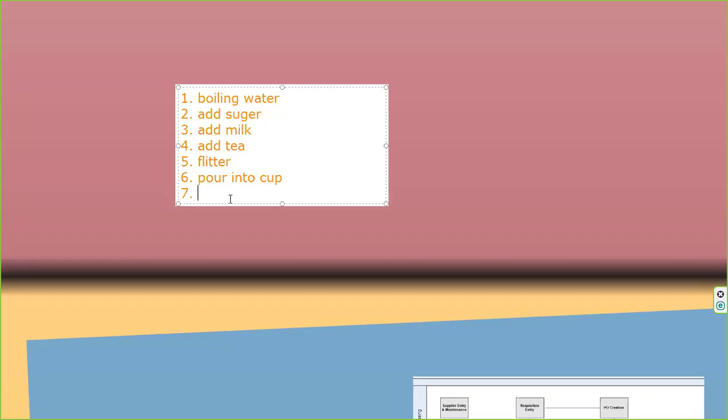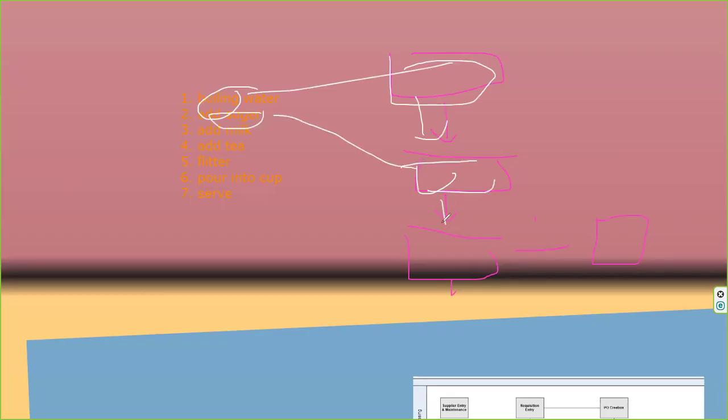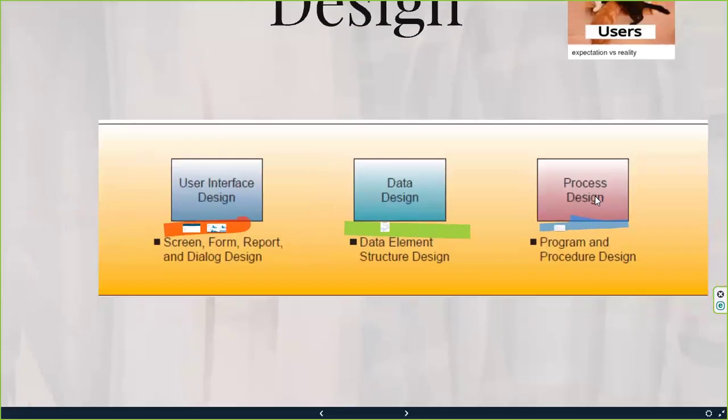You follow this process, so you have to make this process fast. Based on this process, you will make some design like this. This is the design diagram: boiling water, then add sugar, and then finally you serve this. Based on that design, you will make the system. Now this thing clear to you? Yes, sir. So this is called system design.